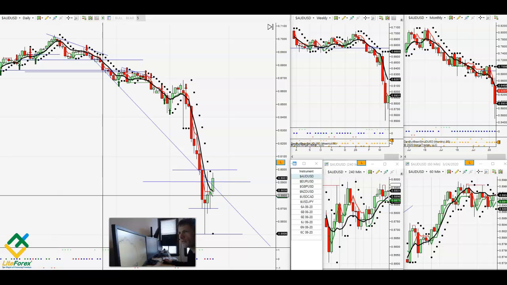I'm going to do a breakdown of the major Forex pairs, starting with the Australian USD.